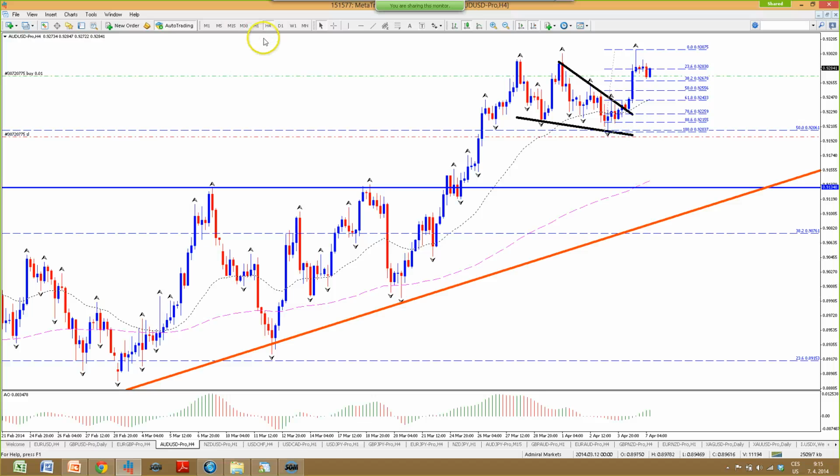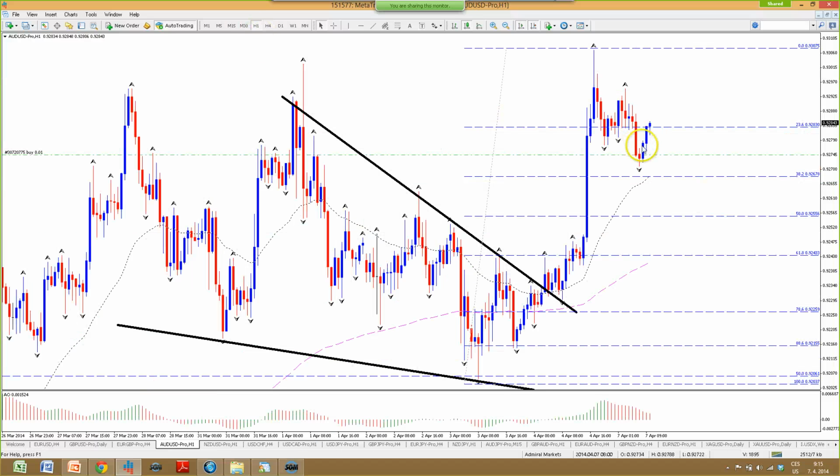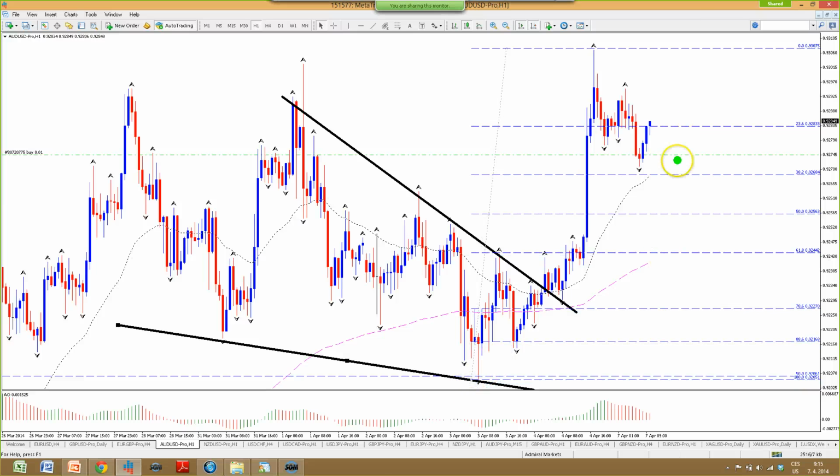And using this fib, for instance, on the hourly could make a lot of sense regarding the structure. So I wouldn't expect anything below this level personally, and any of these fibs could be bouncing spots. Maybe even the 38.2 here. Price did come close to tagging it.